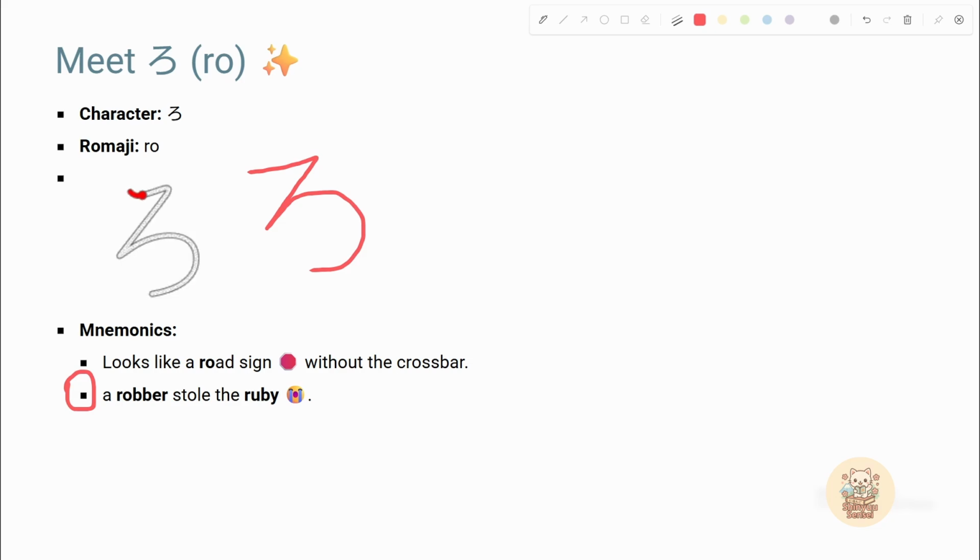So do we remember how we studied ru character? To write ru character, you have to write like this. This one is the ruby. The ruby is shining. Okay, so the human hand which was holding the ruby, and suddenly it got stolen. A robber stole the ruby. So in ru character we have the ruby, but in ro character we don't have this. Nothing is here. So that's how I remember ru and ro together. Ru has ruby, ro doesn't have because a robber stole it.